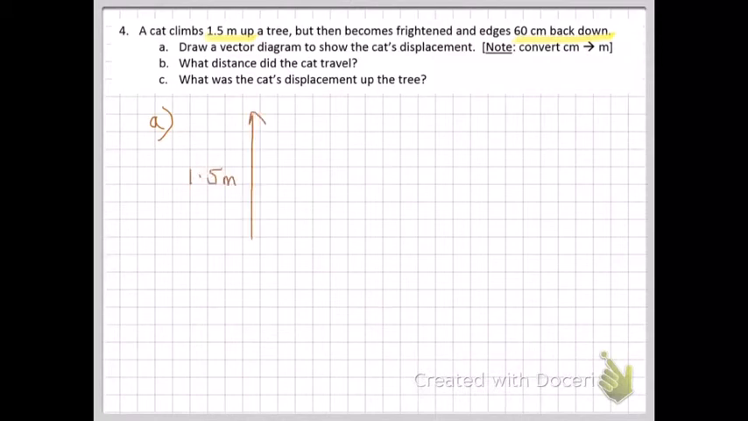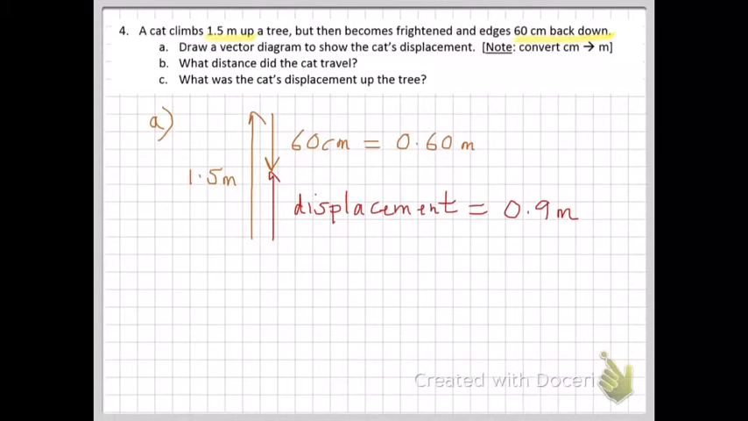So we start by drawing an arrow showing 1.5 meters up. Then the cat comes 60 centimeters down, but we have to change centimeters to meters to keep the units consistent. So the actual displacement of the cat will be from its start point to its finish point, shown with the red arrow or the red vector, and that gives a displacement of 0.9 meters in the direction of the arrow. The resultant vector is always drawn from the tail of the first vector and ends up at the head of the last vector that you are adding.